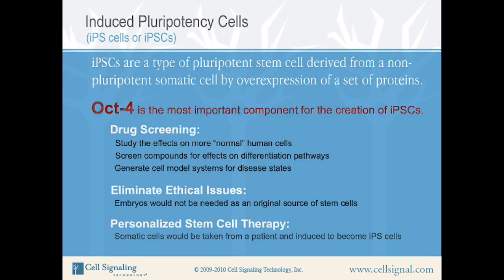In the future, somatic cells would be taken from a patient and induced to become iPS cells. The iPS cells would be differentiated to create a cell type needed by that specific patient, for example, hepatocytes for a patient with liver failure. With this technology, there would be no need to worry about organ rejection or an immune response because the stem cells originated from that specific patient and have the same immune profile.